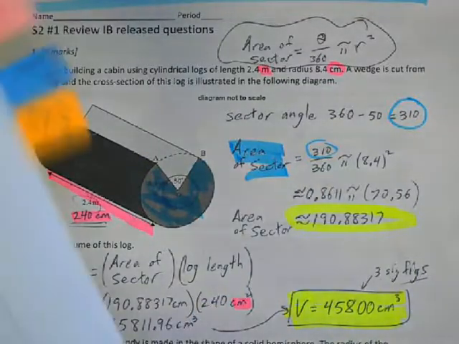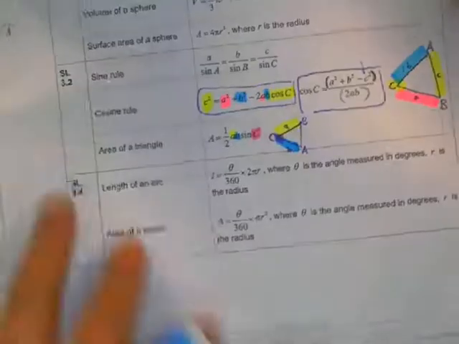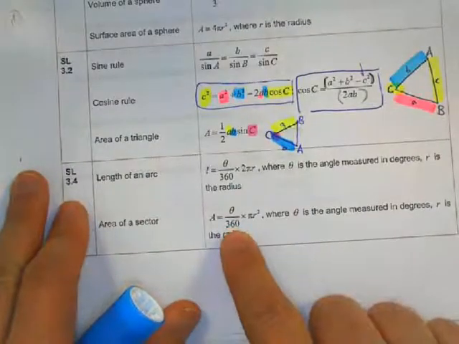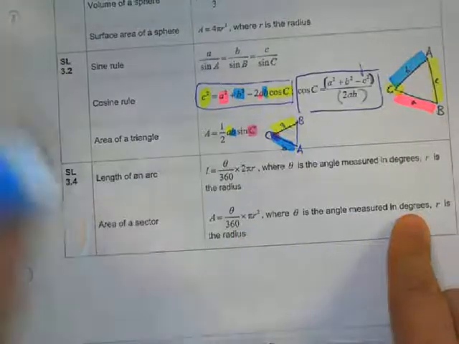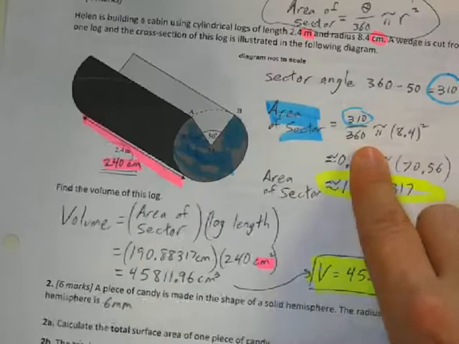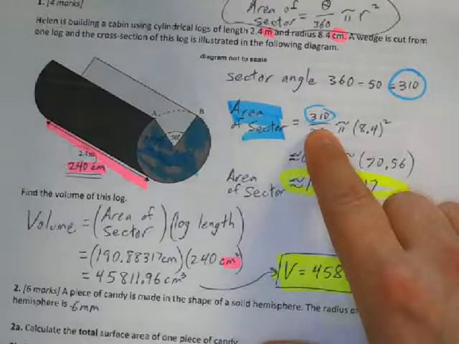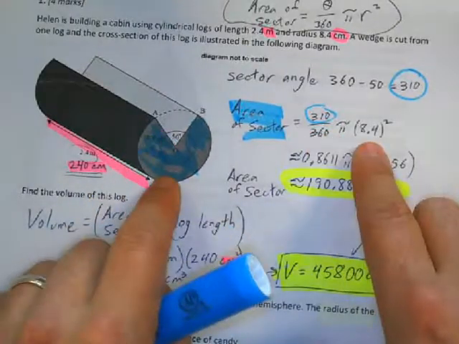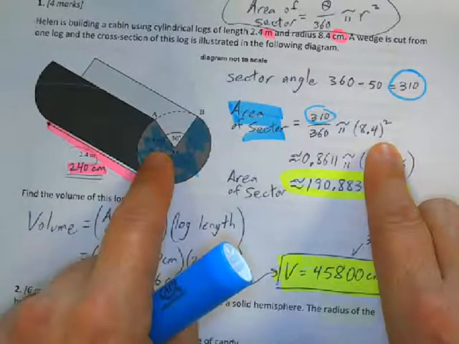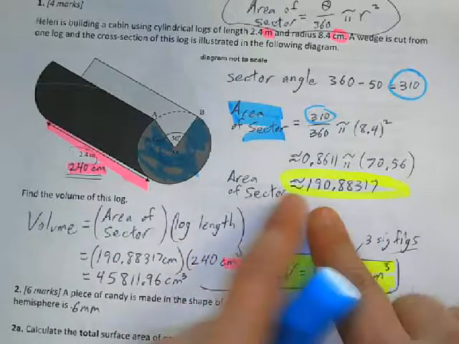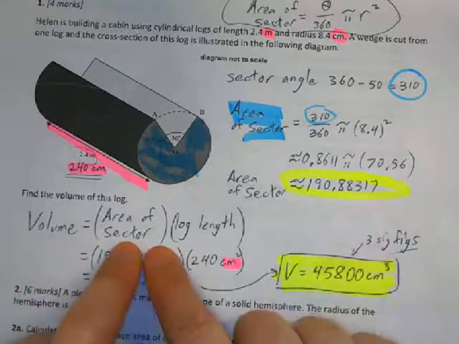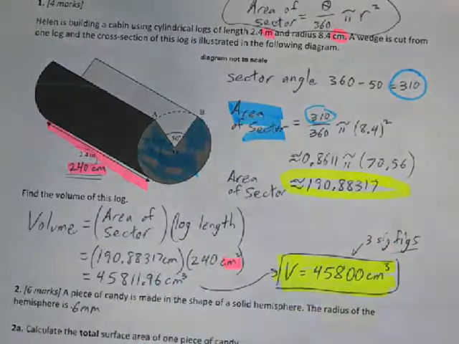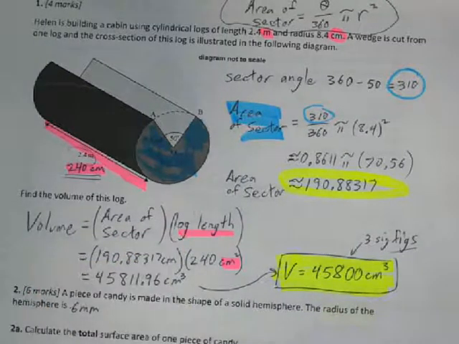So first of all, we can get the formula for the area of a sector here in our formula packet. Theta over 360 times pi r squared, where theta is the angle in degrees. So using that formula, I've got my angle in degrees, 310 times pi r squared. My radius is 8.4. And we multiply all that together, and we get the area of the space is 190.88, and so on. And then the volume is the area of the sector times the log length. And there we go. Next question, number 2.